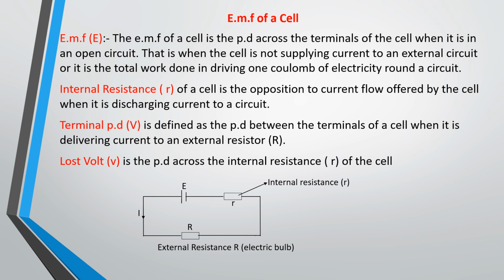When cells are connected in parallel, the overall E.m.f is equal to the E.m.f of each of the cells, not the sum this time. All the E.m.f are the same. Assuming you connect three cells that have E.m.f E1, E2, E3 in parallel, the overall E.m.f is E1 equals E2 equals E3. So the E.m.f is the same, but the internal resistance is the sum of the reciprocal of all the internal resistances.